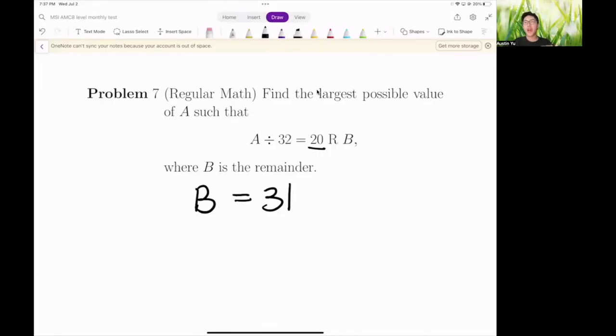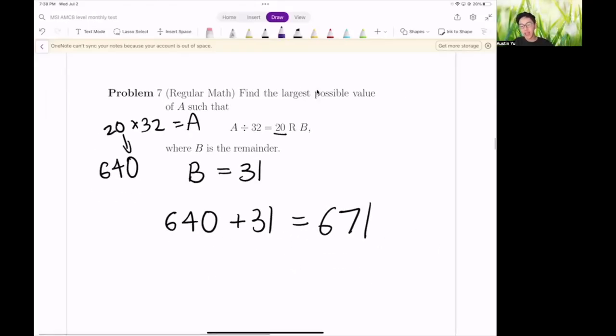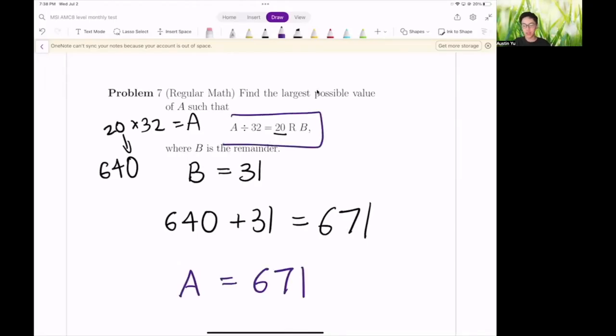And we also know that if a divided by 32 is 20, then we just flip that. 20 times 32 must be a. And what is 32 times 20? Well, shortcut. Since 20 has a 0 in the ones place, all we have to do is multiply 32 by 2, which is 64, and then just drop down the 0. 640 plus 31 is 671, which means that the largest value of a is 671, where it can still satisfy the following condition here.